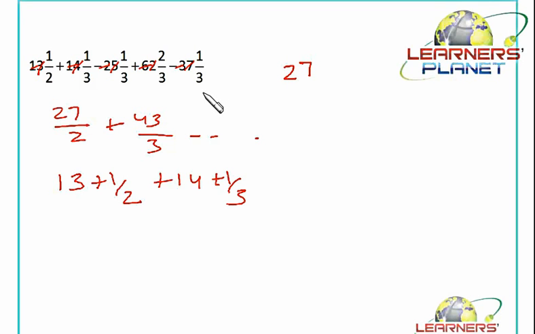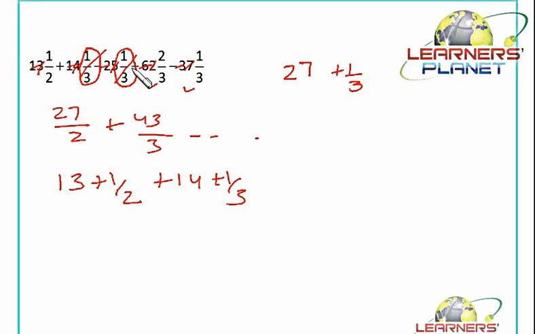Friends, you might have observed that I have taken only the integral part of these mixed fractions. So in the first step, I have calculated the integral part only. Now I'll be observing the fractional part also. You just observe, it is positive 1 by 3 and it is negative 1 by 3. So both of them will be cancelled. Similarly, it is positive 2 by 3 and it is negative 1 by 3. So we'll be having a positive 1 by 3.